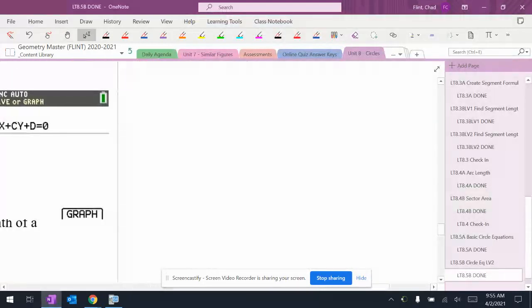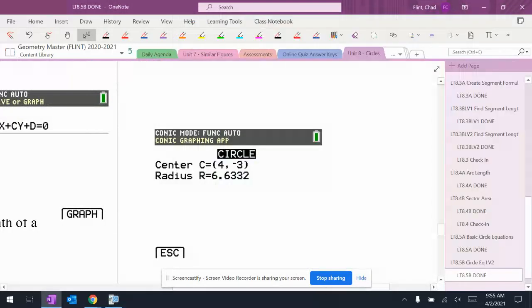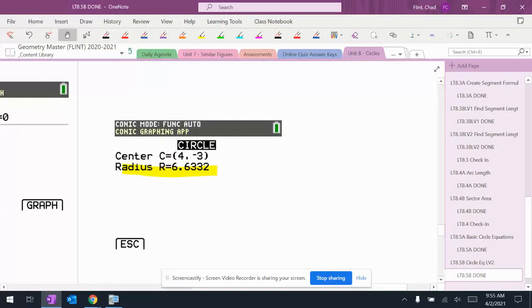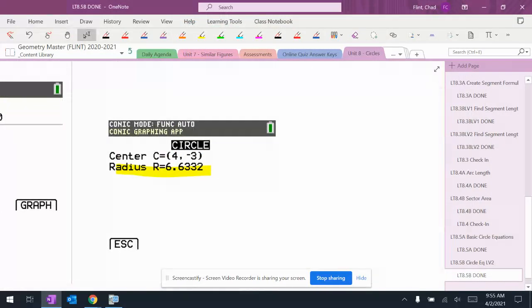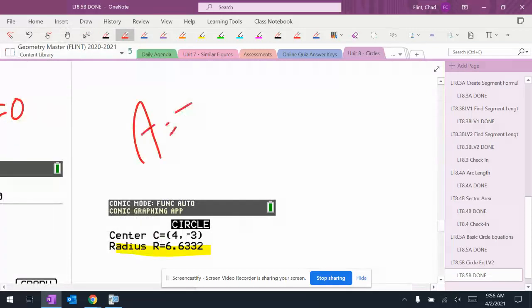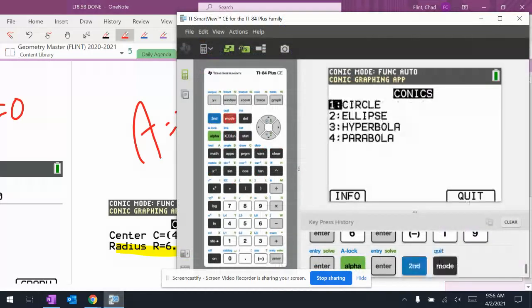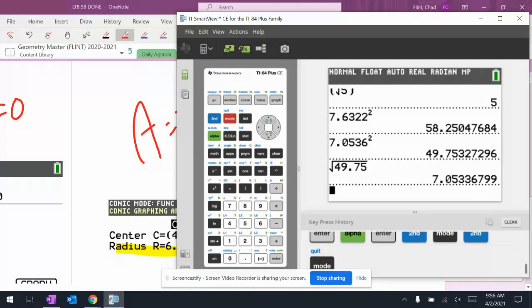Now this gives me a radius of 6.6332. Again, if I wanted the radius squared, I'd square that and see what it comes out to be. This just wants the area. So I'm just going to go, area equals pi r squared. So area equals pi times 6.6332 squared. I have to quit out of here. I usually have to hit it twice to get out of there.